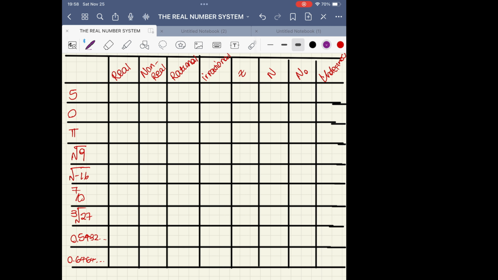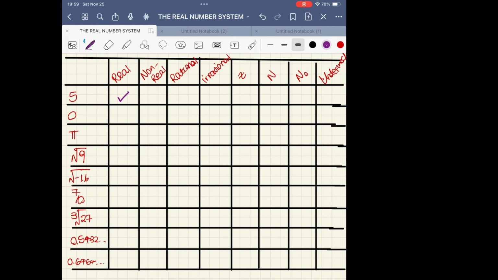All right. So let's start with the number 5. Is 5 a real number? Yes, it is. So tick it, meaning it's not non-real, right? Is it rational? Yes. So we'll cross irrational. Is it an integer? Yes. Is it a natural number? Yes. Is it a whole number? Yes, it is. Is it undefined? No, it is not. Okay, cool.